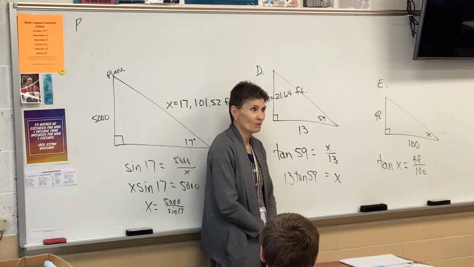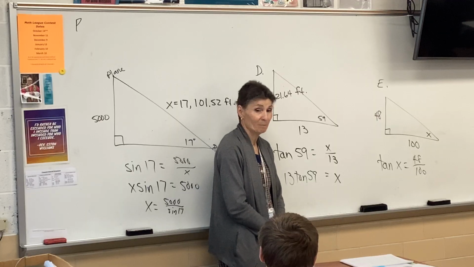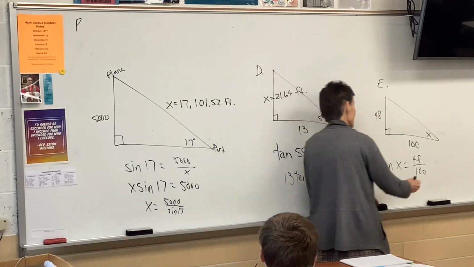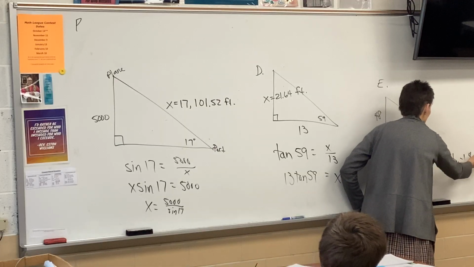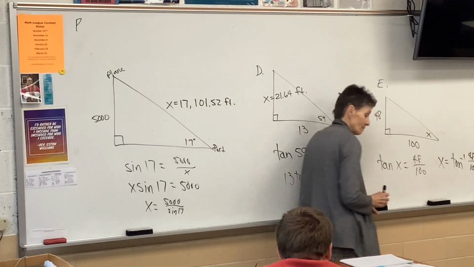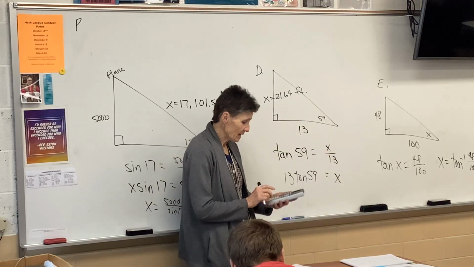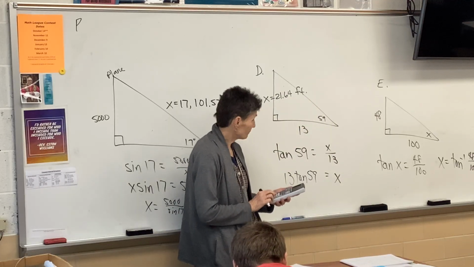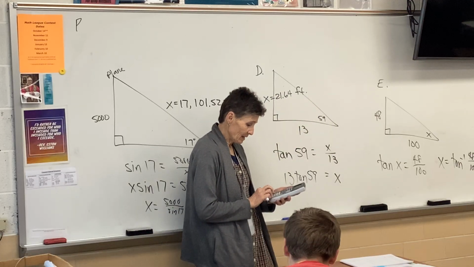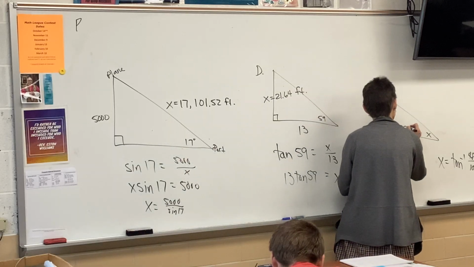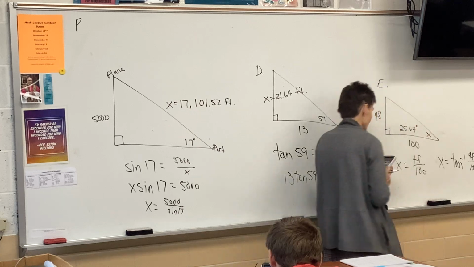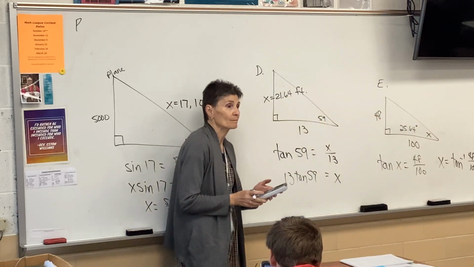But when I'm looking for an angle, I have to use a special button. I'll use second tangent, 48 over 100. So inverse tangent. 48 divided by 100. I got 25.64 degrees. Did you?